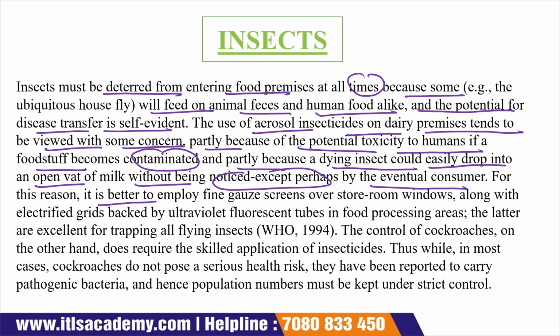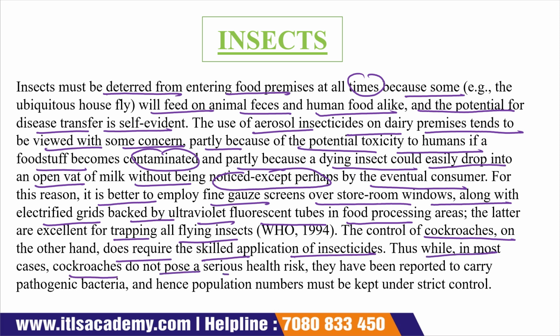For this reason, it is better to employ fine gauze screens over store room windows, along with electrified grids backed by ultraviolet fluorescent tubes in food processing areas. The latter are excellent for trapping all flying insects. The control of cockroaches, on the other hand, does not require the skilled application of insecticide. While in most cases cockroaches do not pose a serious health risk, they have been reported to carry pathogenic bacteria, hence the population numbers must be kept under strict control.